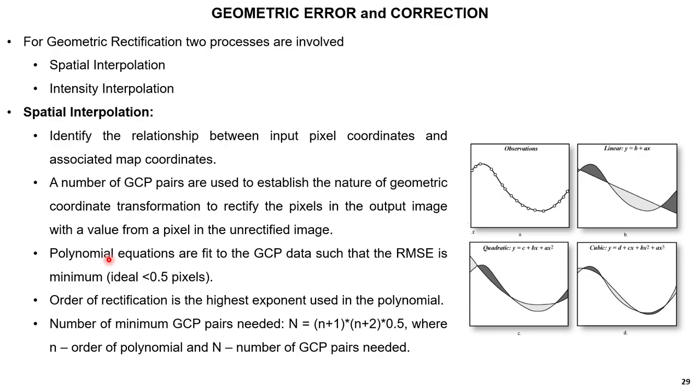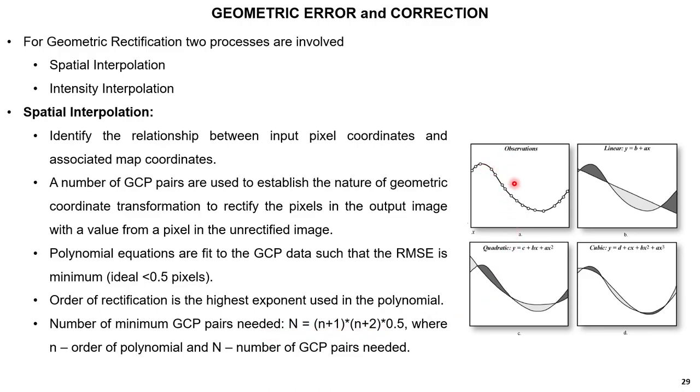If you choose a polynomial of first degree, let's say linear fitting, how do you know how many points you should select? The minimum number of points needed for that algorithm to run is N = (n+1)(n+2)/2, where small n is the order of the polynomial and capital N is the number of GCP points needed. If I substitute n = 1 here, that's 2 × 3 / 2 = 3. So I need a minimum of 3 points for a first order polynomial to fit. Similarly, you can calculate for whichever order you want to fit.